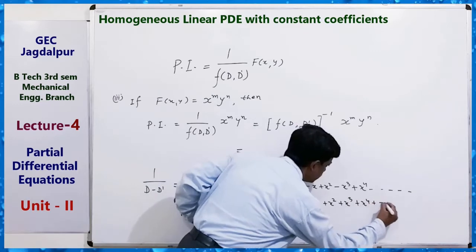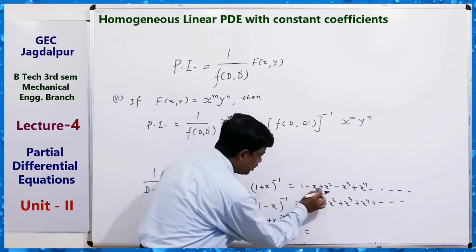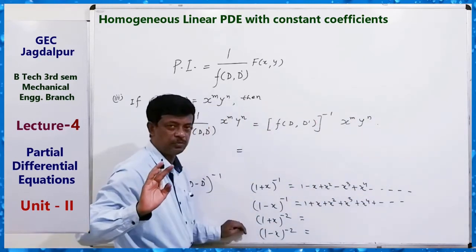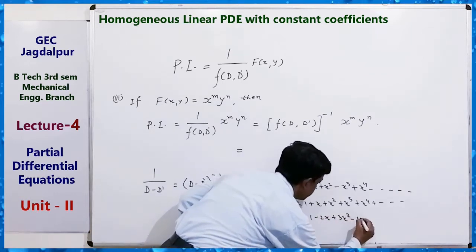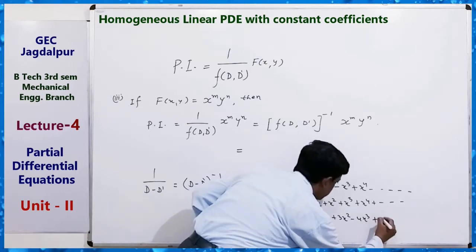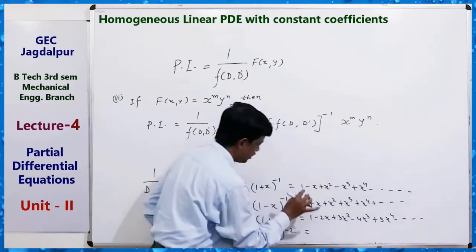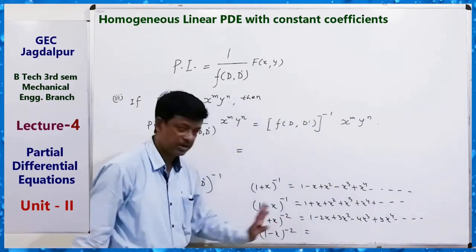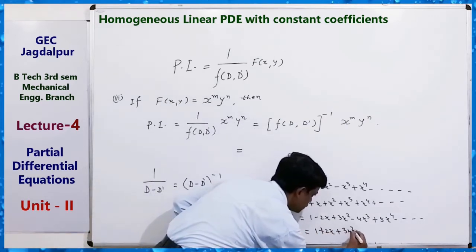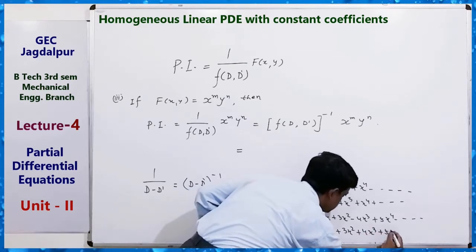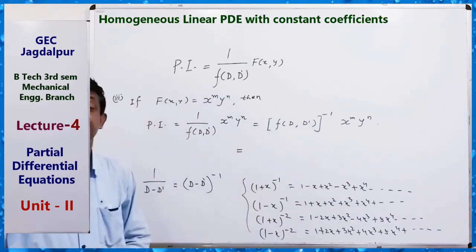This is the formula. For the same type of formula, but with 1, 2, 3, 4 and so on, you have to put: 1 minus 2x plus 3x square minus 4x cube plus 5x power 4 minus and so on. Similarly here, with plus sign: 1 plus 2x plus 3x square plus 4x cube plus 5x power 4 plus and so on. So these are important formulas for binomial expansion.